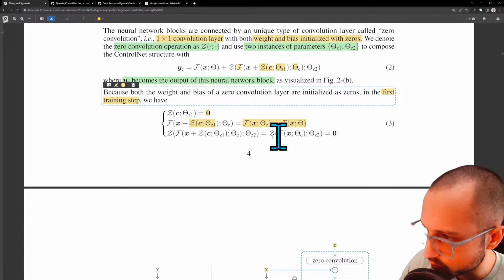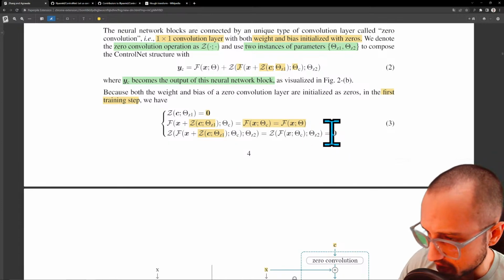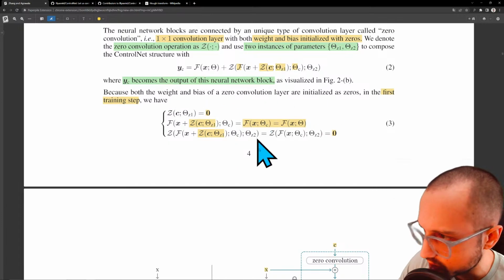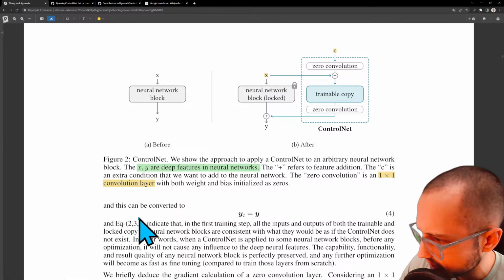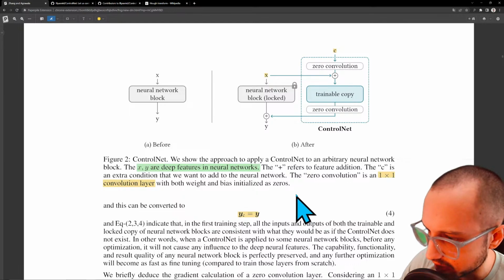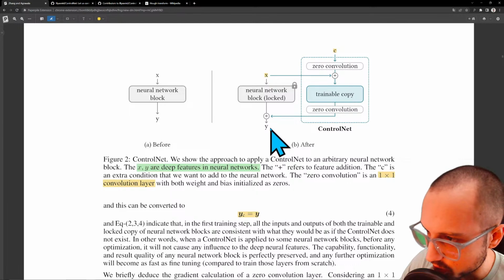Yeah, so they're basically getting rid of this part here, they're just turning it into x. And because all the weights are 0, you can just say it's 0. So I don't know exactly what the point of this equation is. They're basically just saying everything is 0 at the first step, and this can be converted to yc equals y. If everything is 0, then you're taking c, multiplying it by 0, adding x to 0, feeding it through here, multiplying it by 0, and then adding 0 to y. So you're just going to get y equals yc.